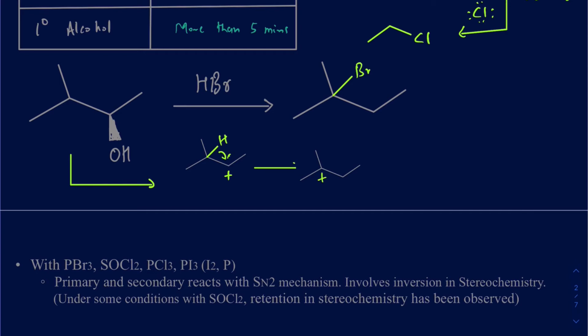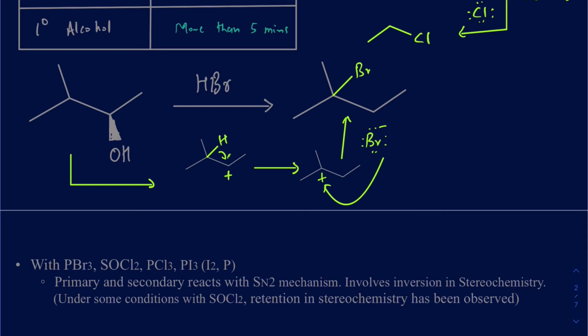So now from here you can have your bromide ion rather attacking that particular position. Now that particular position is really not chiral, so I don't really have to worry about this being into the page or out of the page, so you can just draw it one way.